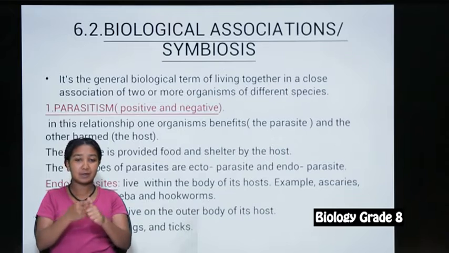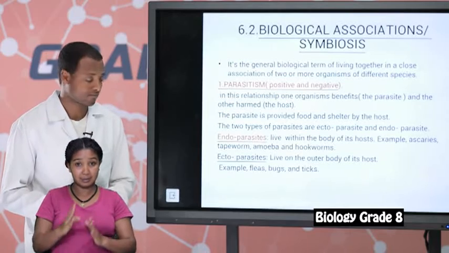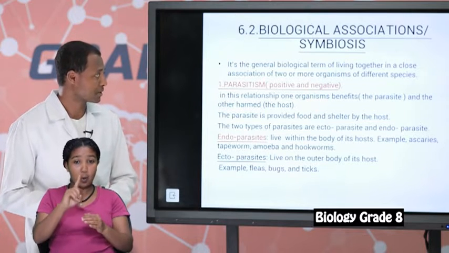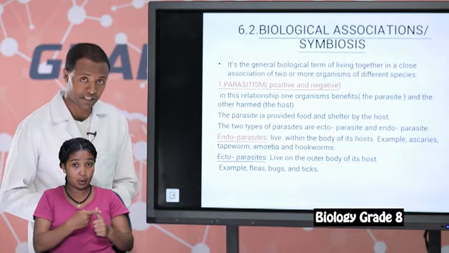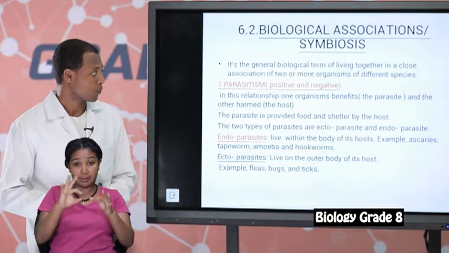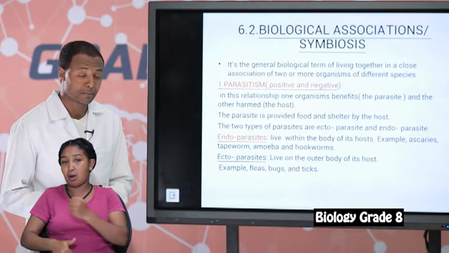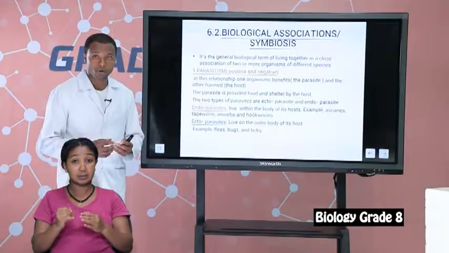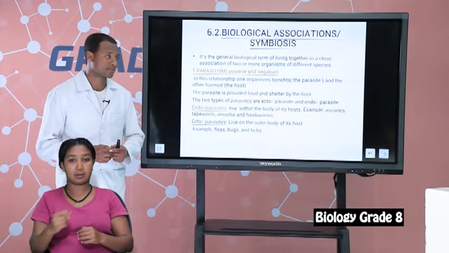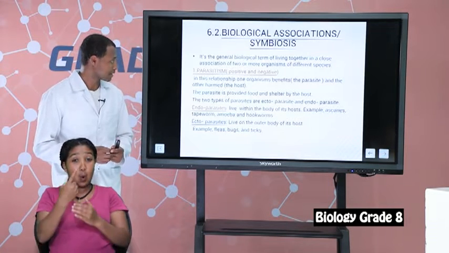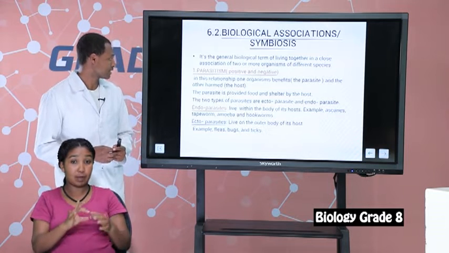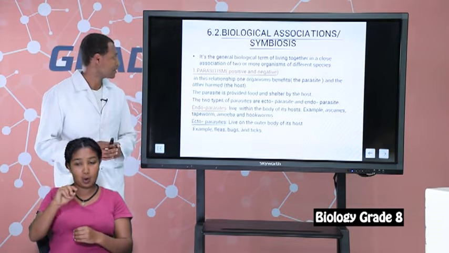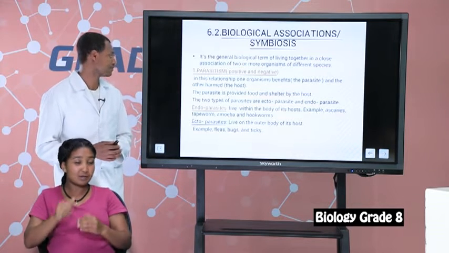The first association is parasitism. In this relationship, one organism benefits, that means the parasite benefits from the association, whereas the other is harmed, that means the host. This relationship consists of host and the parasite. So only the parasite is benefited from the association. That means the parasite is provided food and shelter by the host, whereas the host is highly affected.